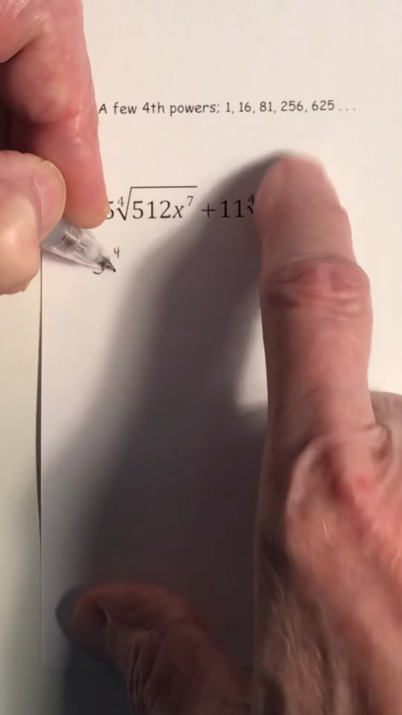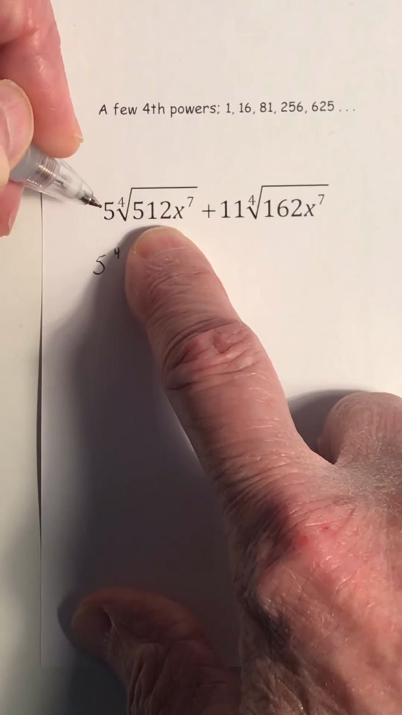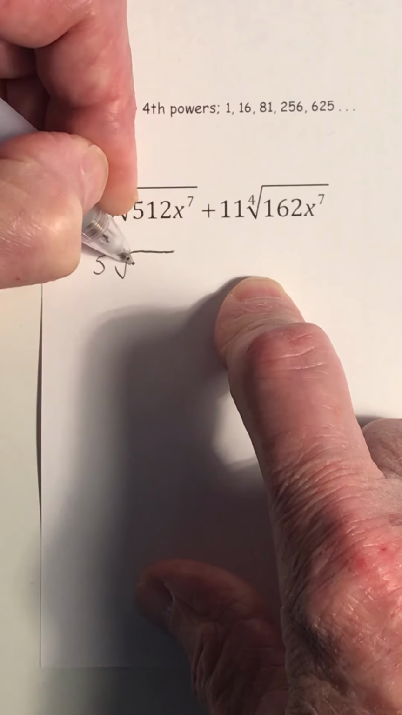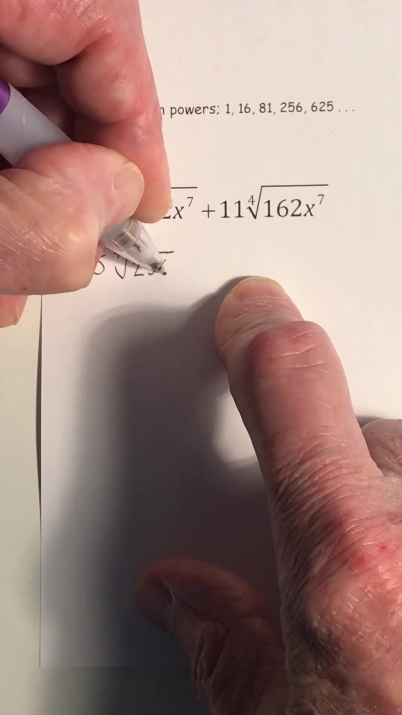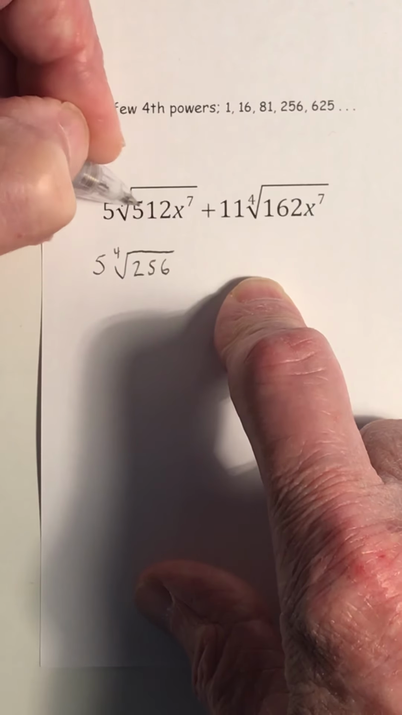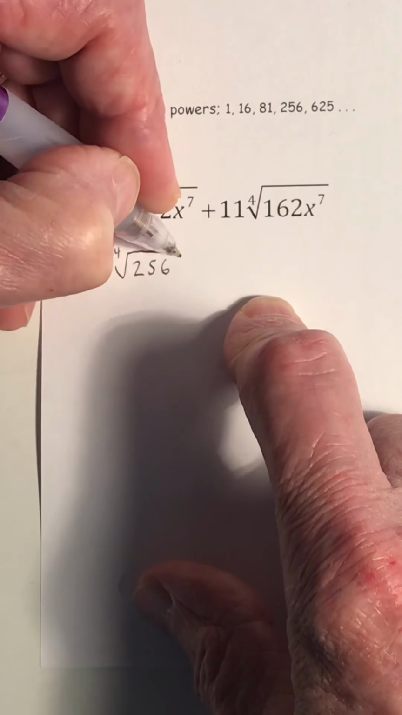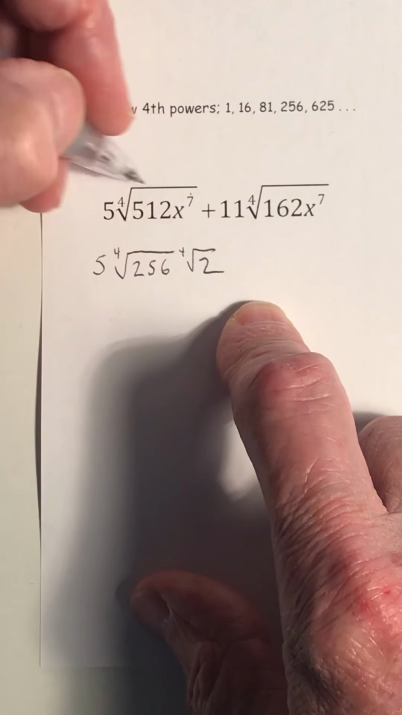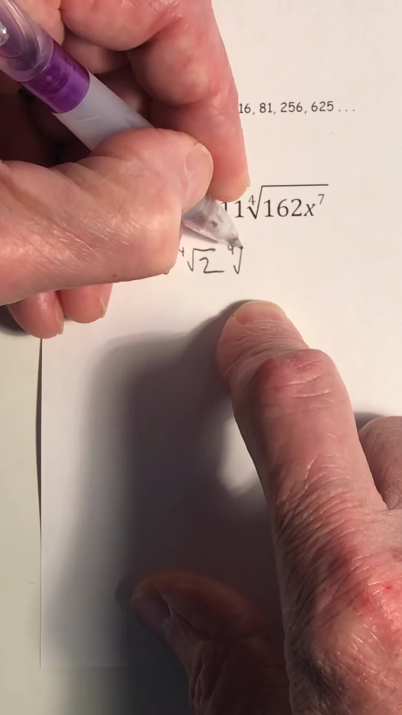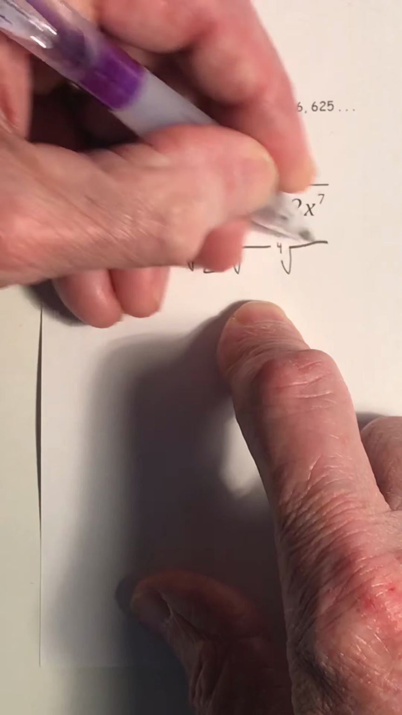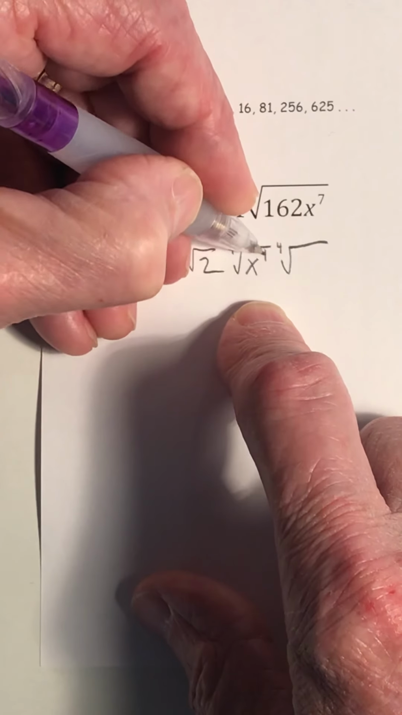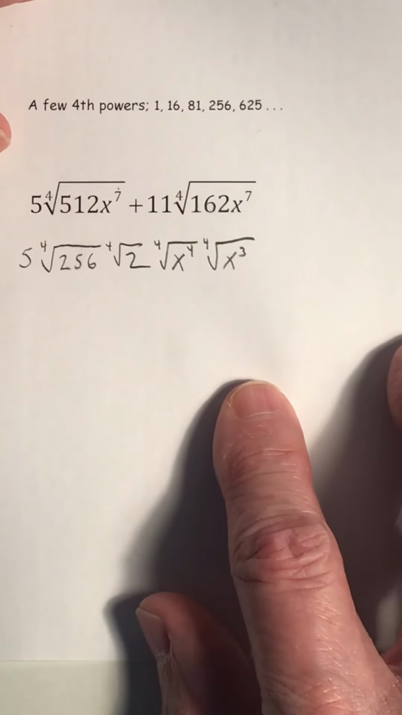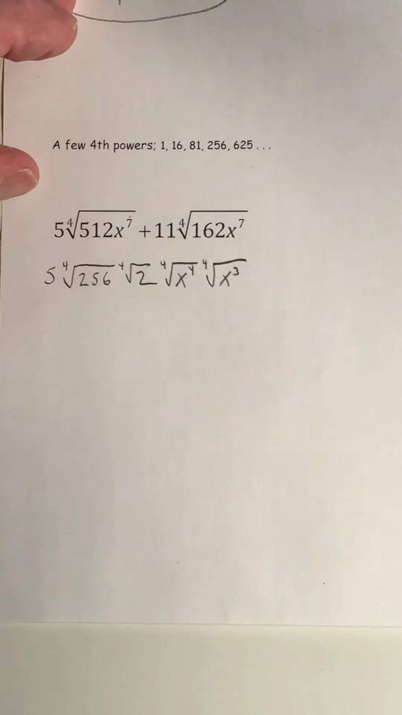So 512 is not in the list, but if you divide 512 by 2, you get 256. So I'm going to rewrite the fourth root of 512 as the fourth root of 256, fourth root of 2. And 7 is not divisible by 4. So I take that x to the 7th and break it up into x to the 4th, x to the 3rd. So all that work just for that. Let me zoom out just a tad.